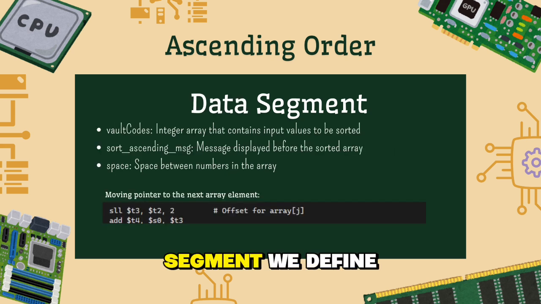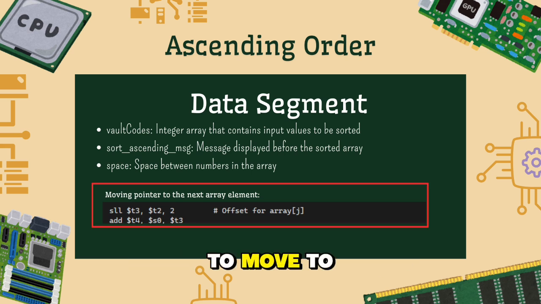In the data segment, we define the data elements used in the program. Vault codes: this is the integer array that holds the input values to be sorted. Sort ascending MSG: a message that is displayed before showing the sorted array. Space: defines the space between numbers when they are displayed. To move to the next array element, we calculate the offset using the SLL shift-left logical operation. This ensures that we access each element correctly during the sorting process.